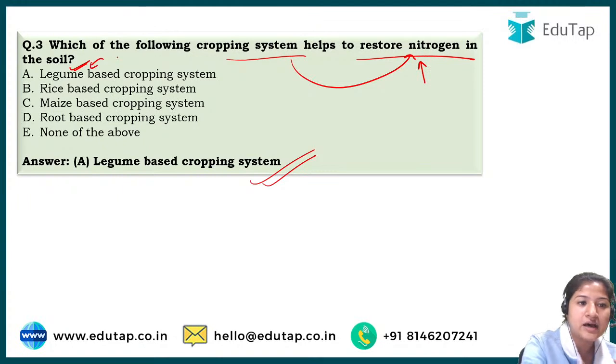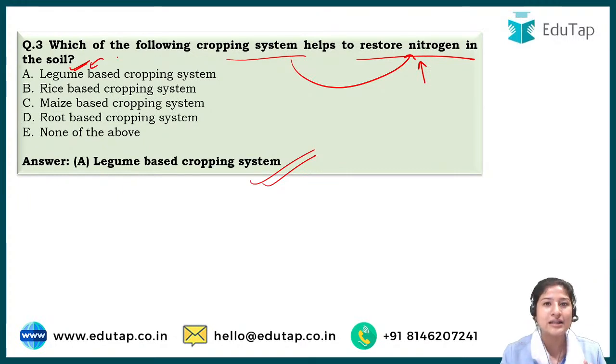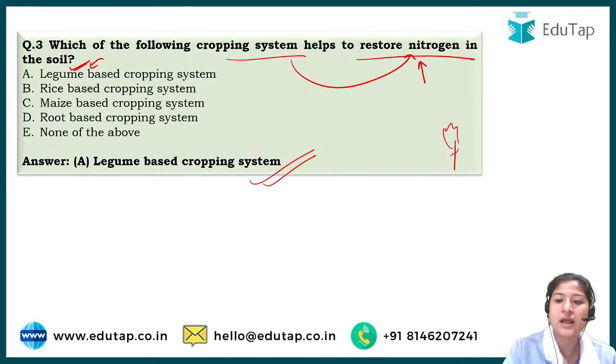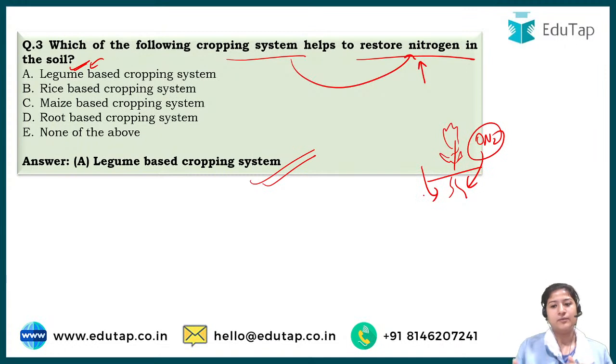So see what happens. Legume crops, in Hindi they are known as dal, right? You must have heard red gram, green gram, everything, right? Pigeon pea. Those are the legumes. It's the property of these legume crops that they fix nitrogen from the air. If this is a leguminous plant, they will fix the nitrogen present in the air into the soil, with the help of the roots, right? So this leguminous based cropping system helps to store nitrogen.